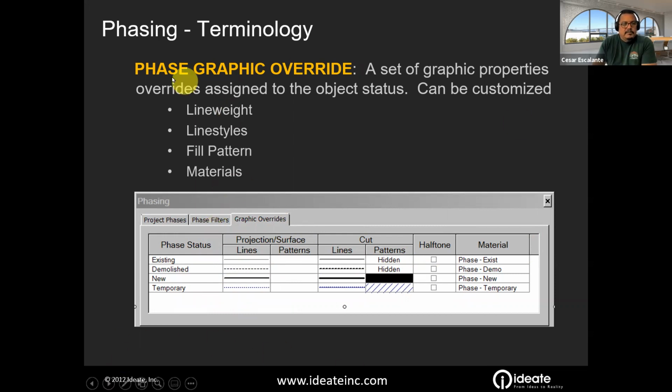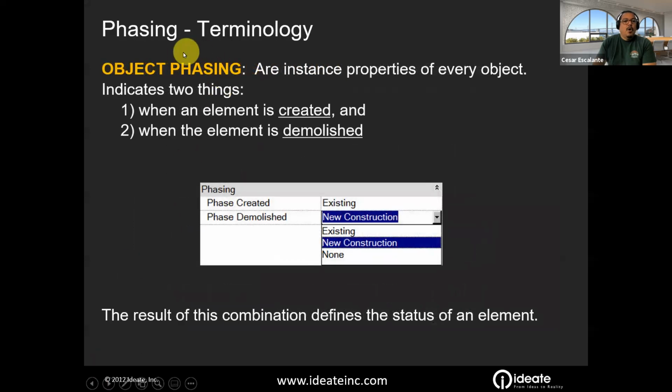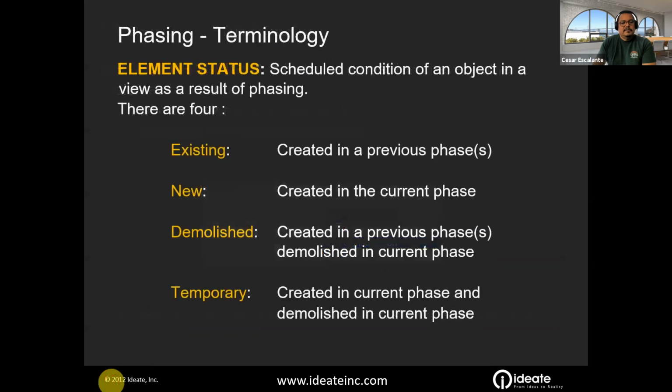It's all good here. So phase graphic overrides are properties assigned to the status. A status is a combination of when an object is created and when it disappears in the project. The object phasing are instance properties of an object.